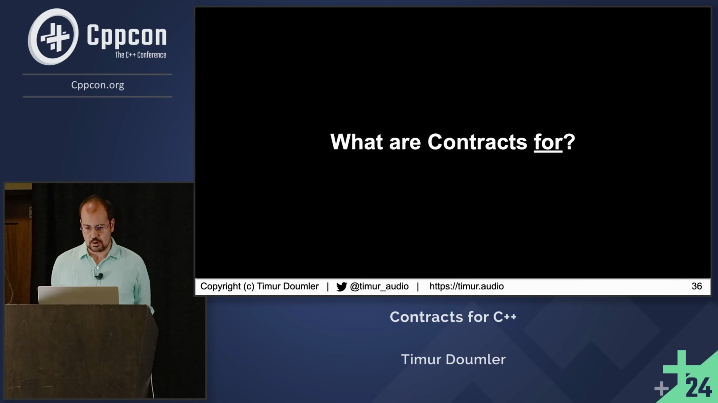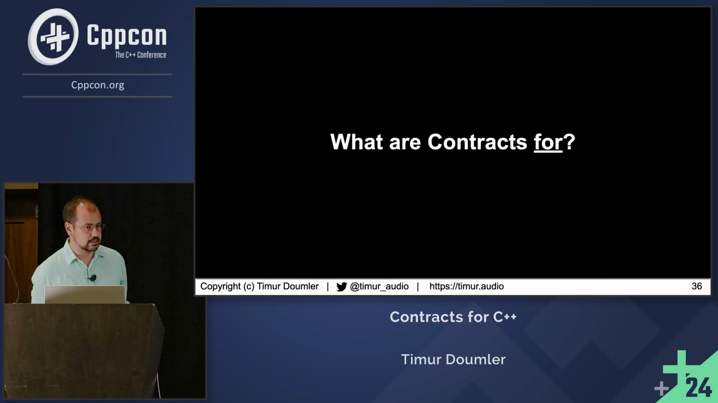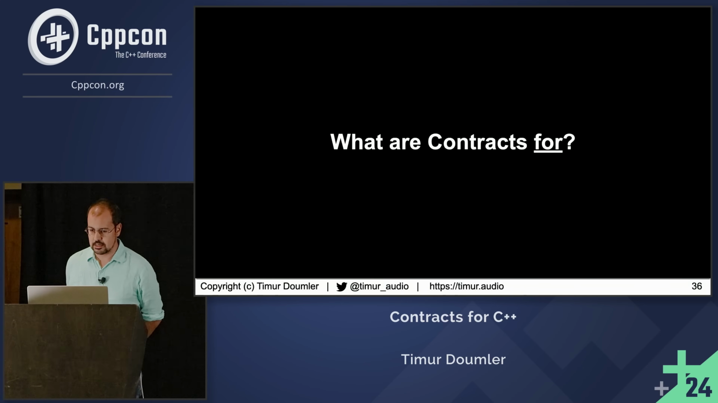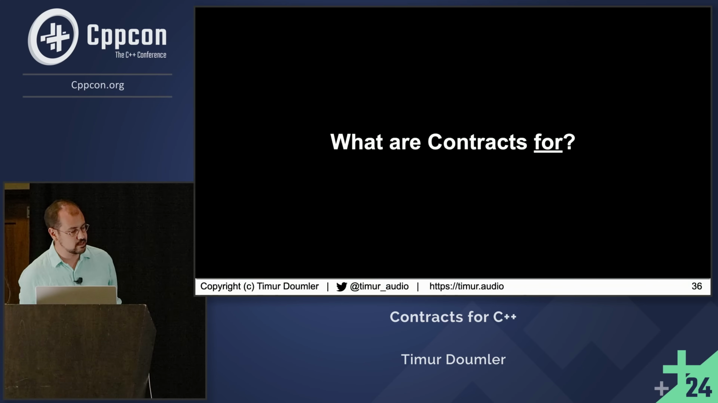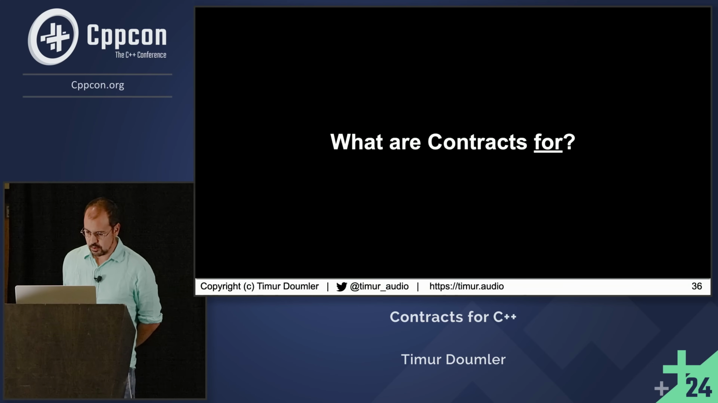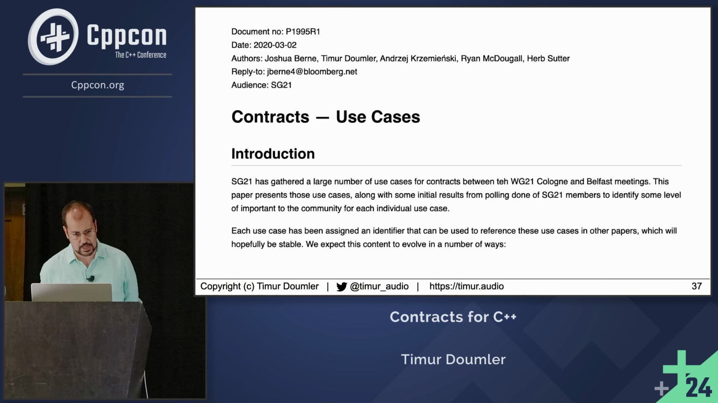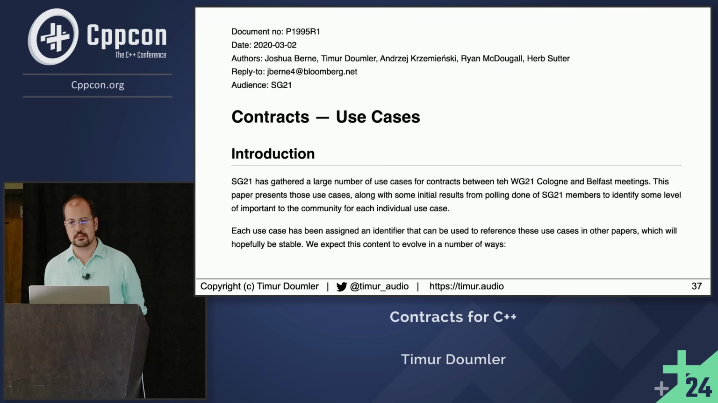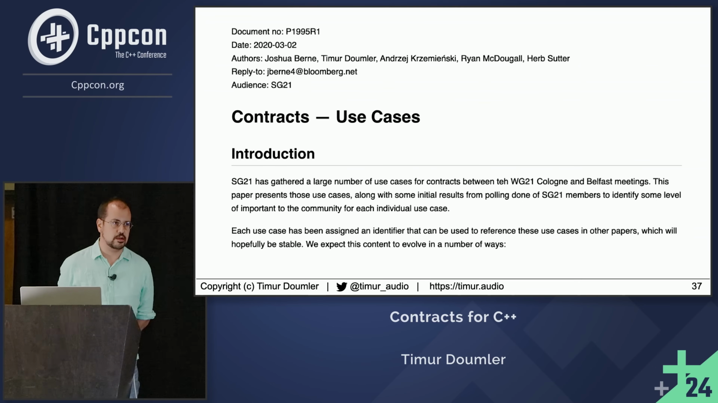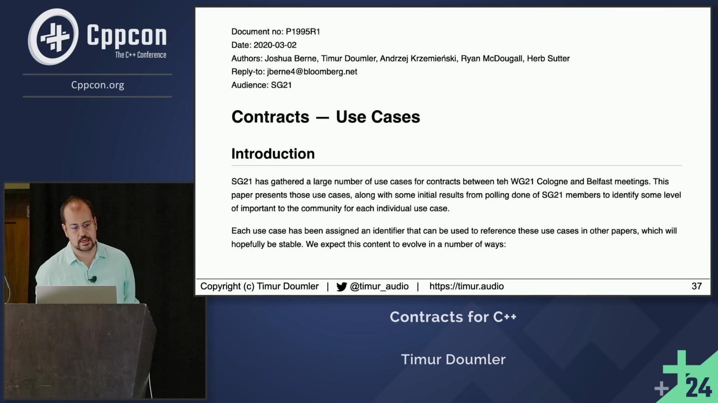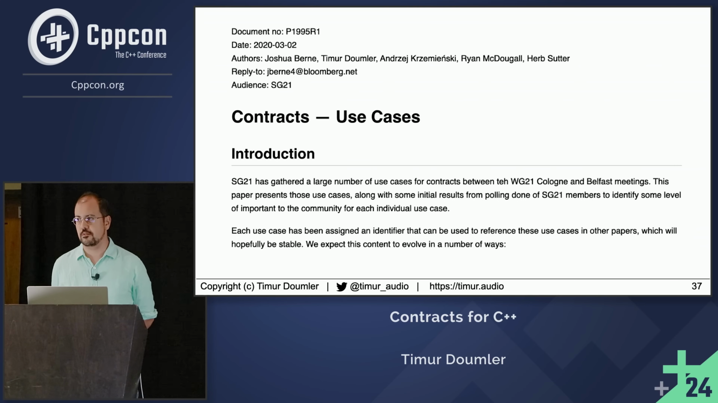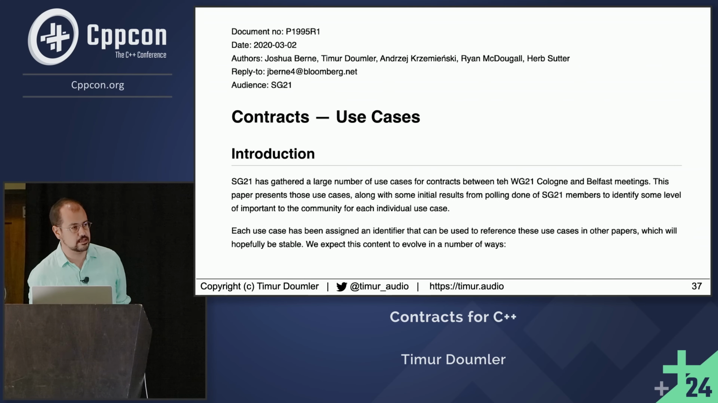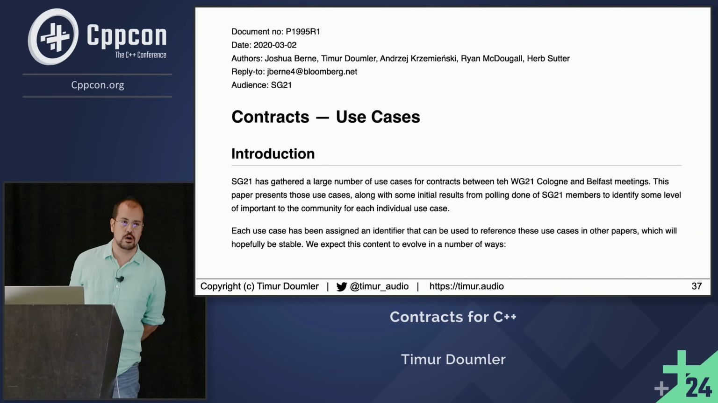So what are these contract assertions for? And I guess that is going to bring us closer to the answer to the question, why did it take so long? So one of the early works that we did in SG21 is this paper from 2020, where we collected use cases for contracts. We asked around in the committee and outside of it, what would you like to use contracts for? If you were to specify a feature that adds contract assertions to the language, what would you want to use it for? How would you want to use it?